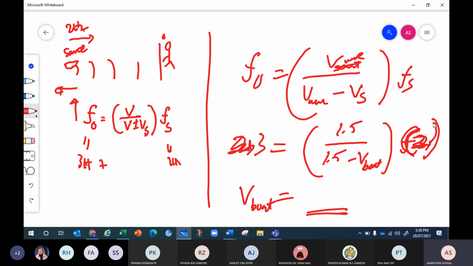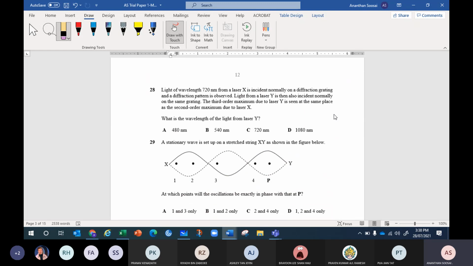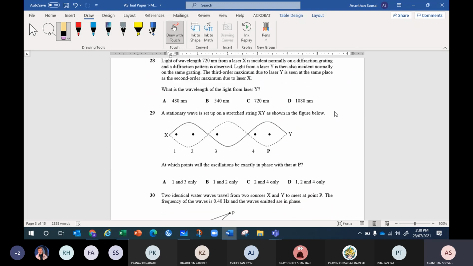Ashley, which part you don't understand? Is it okay? The others, any part you don't understand about the Doppler? When the source is getting closer, the frequency rises. So it's definitely getting closer, therefore the bottom is minus. So last question, maybe any other questions?